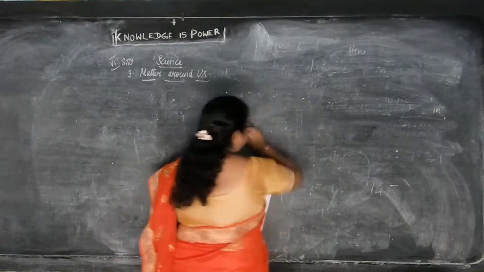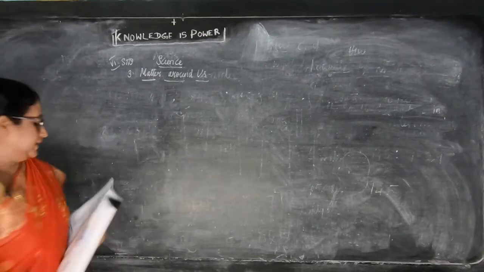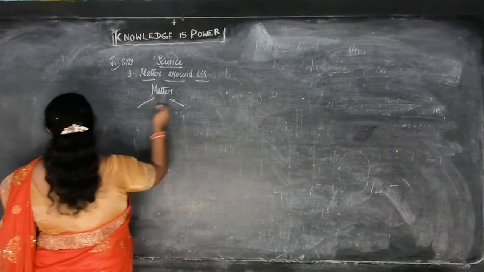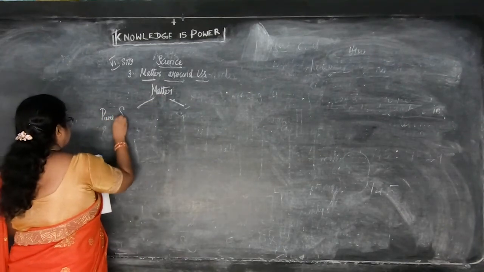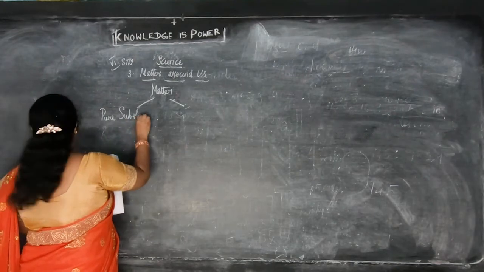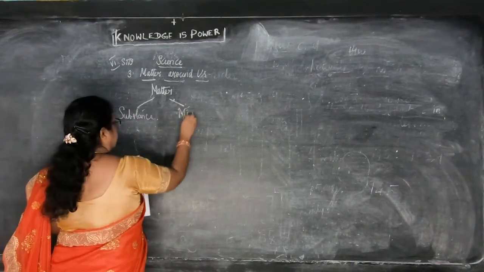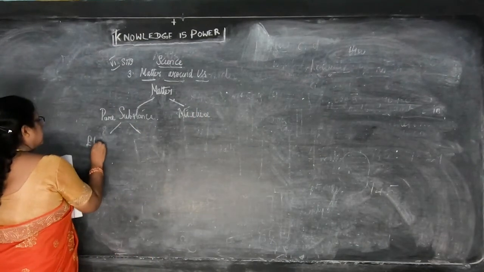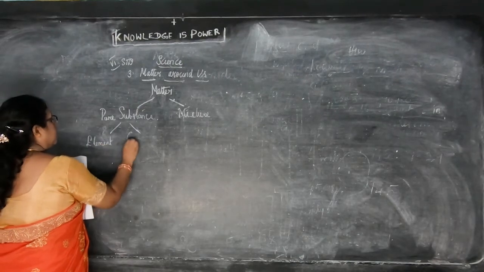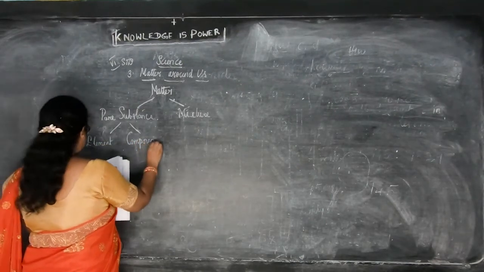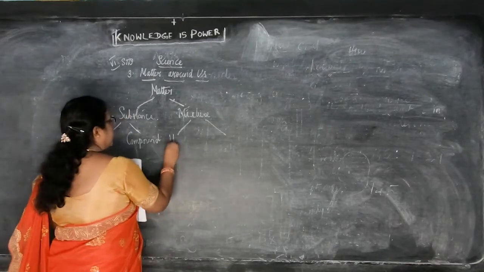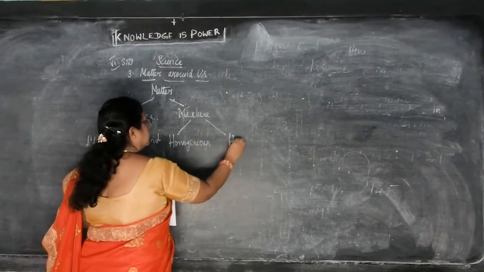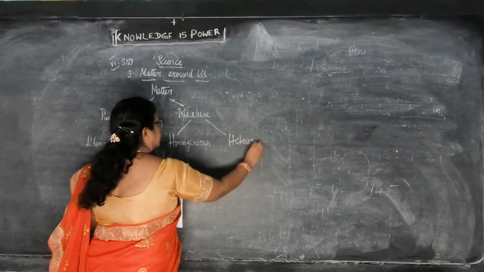We are going to see the pure substance as well as the mixture. Matter is divided into pure substance and mixture. Pure substance is again classified into two, that is element and compound, and mixture is classified into homogeneous and heterogeneous mixture.